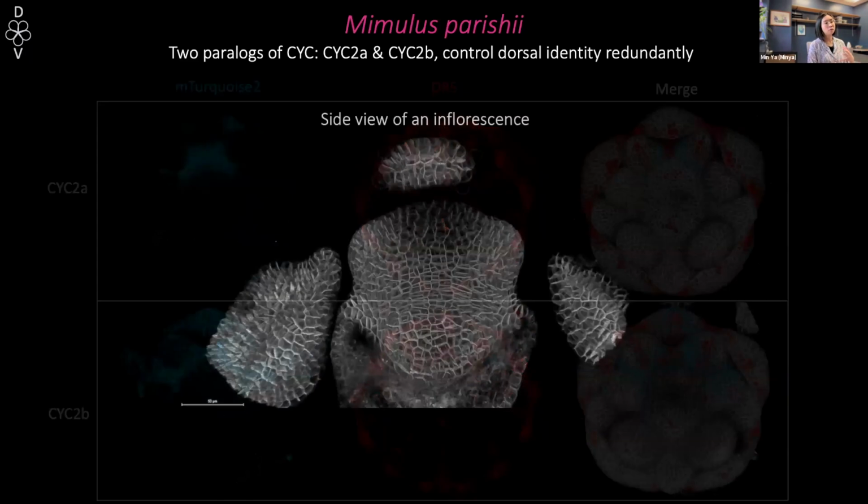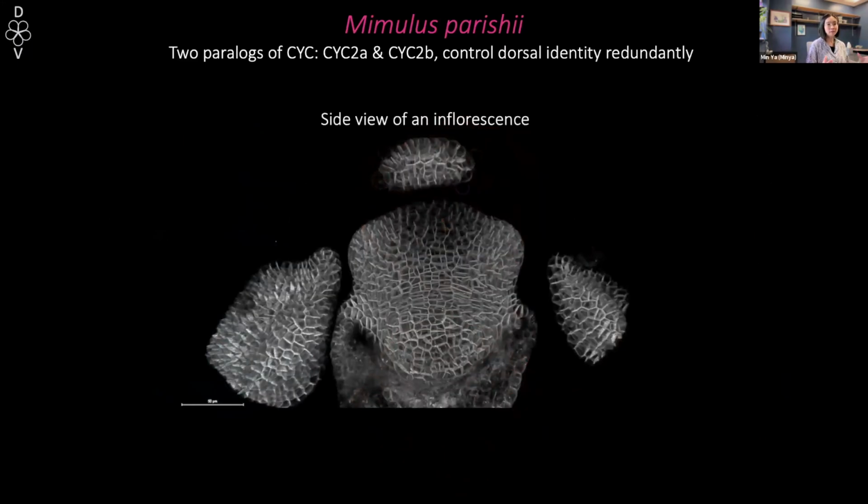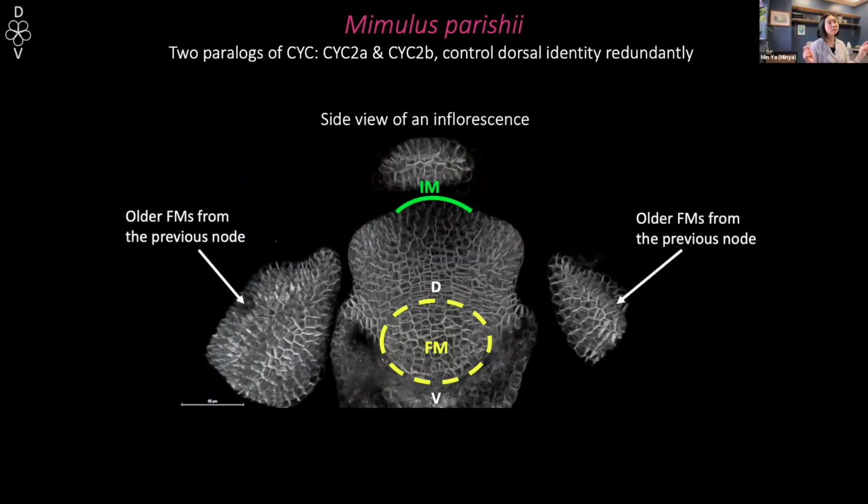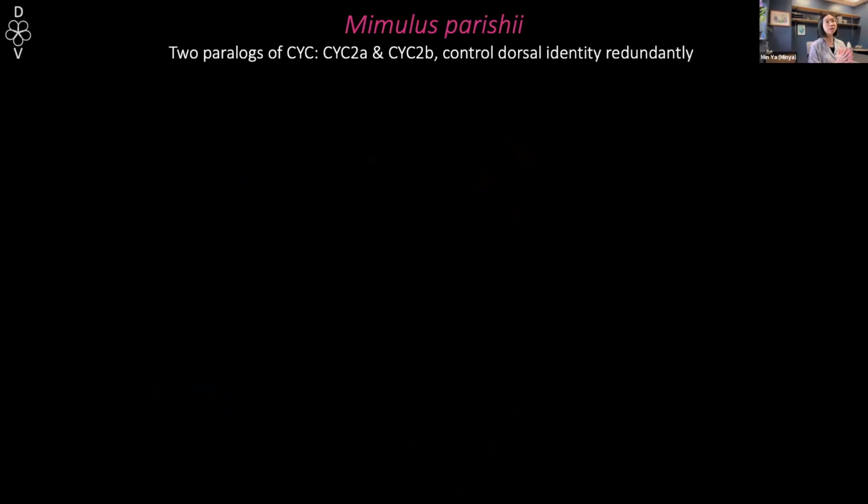To orient you for what we're going to look at, here's a side view of an inflorescence of a Mimulus. And we have an inflorescence meristem on top with a baby floral meristem below it with its dorsal and ventral domain. So the things on the side are from older floral meristems from the previous node, but our focus will be on this baby down here. While searching for the first appearance of cycloidea genes, the first surprise that we ran into was that, unlike what's known in Arabidopsis, the physical initiation of floral meristem in Mimulus is not accompanied by auxin maxima.